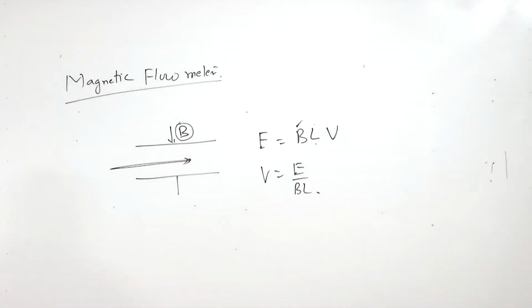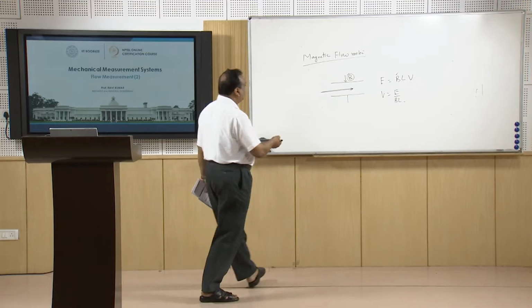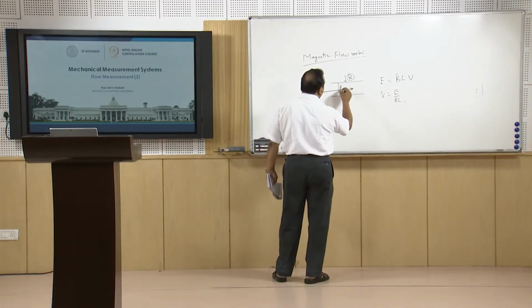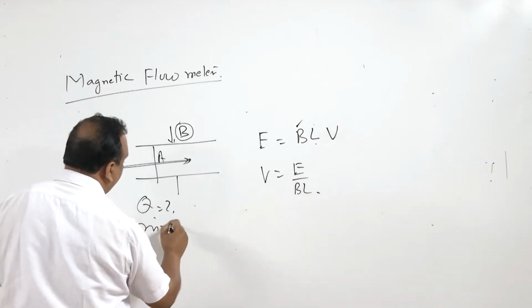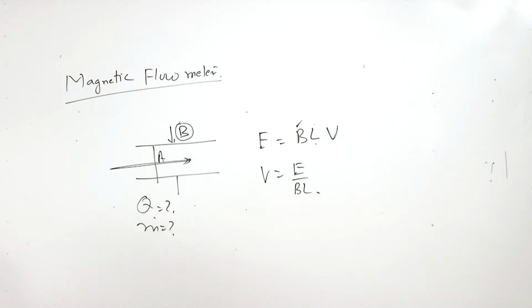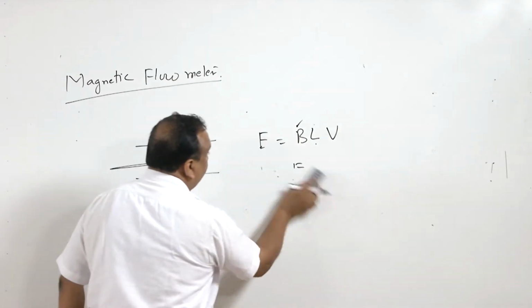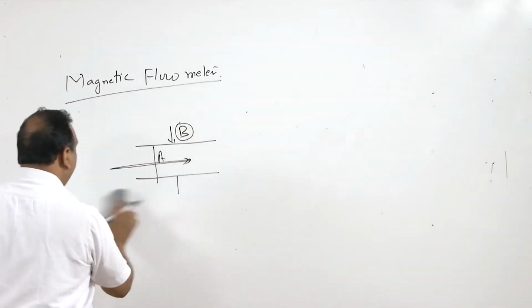Once we have the value of V, we multiply it by the cross-section area. If you multiply this by the cross-section area, you will get Q. And once Q is with us, we can find the velocity or mass flow rate through the electromagnetic flow meter, right? So it is the flow meter which is non-obstruction type, right?